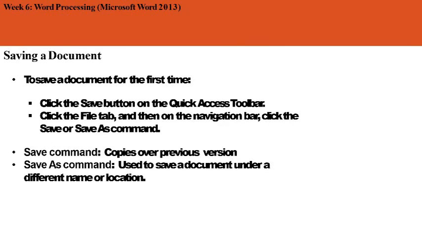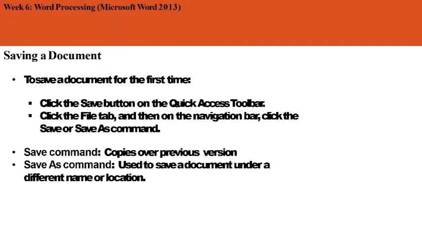Then, how do we save a document? So, to save a document for the first time, click the Save button on the Quick Access Toolbar. So, we can use the Quick Access Toolbar to save your document. Then, click the File tab, and then on the navigation bar, click the Save or Save As command. So you can use Save or Save As the command.